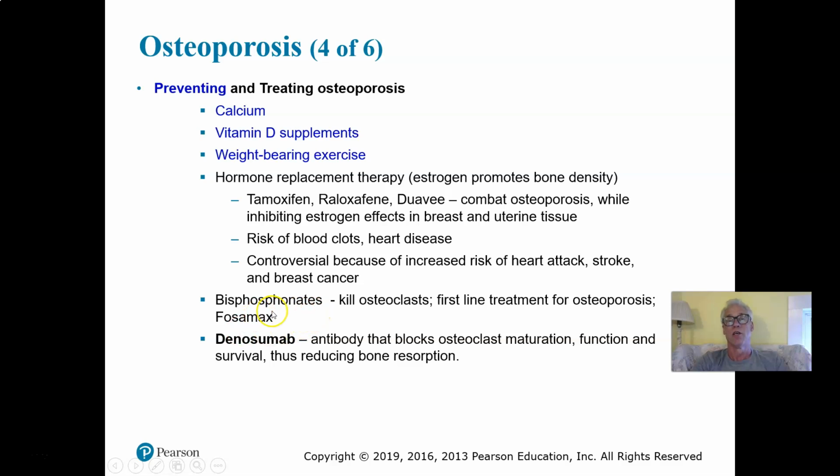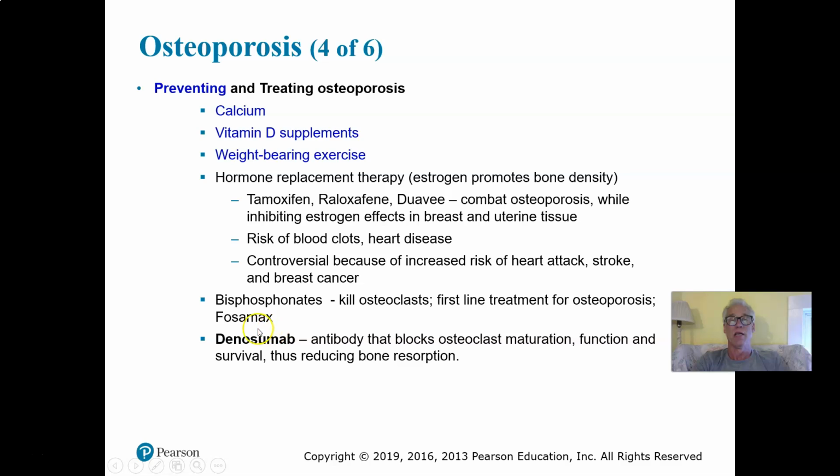Bisphosphonates like Fosamax kill osteoclasts, and if you remember, osteoclasts are the cells called upon to break down bone matrix when blood calcium goes down. So remember, these are things we're playing with fire a little bit here. We don't want to inhibit osteoclasts so much that we can't maintain good blood calcium levels. So osteoclasts have a job to do, but we may want to be able to just subdue the osteoclast activity enough to slow down the loss of bone density.